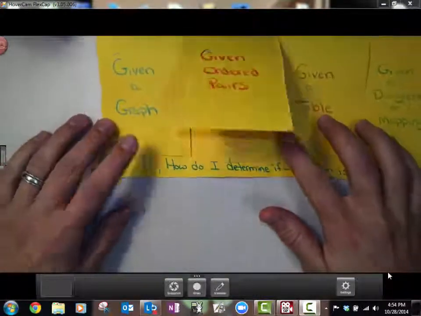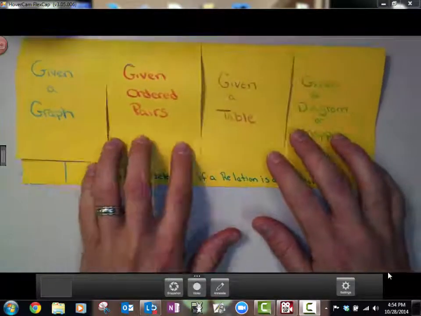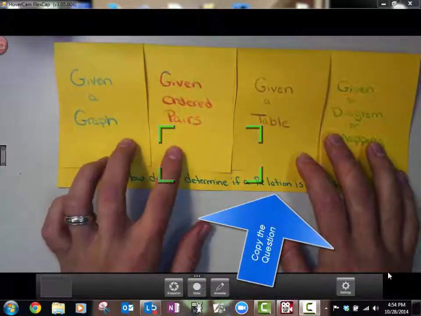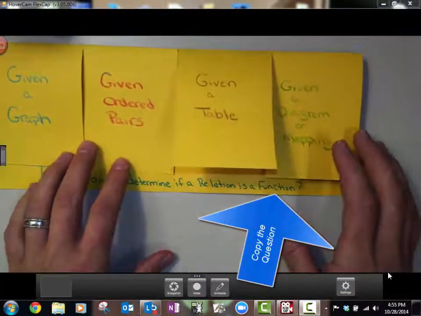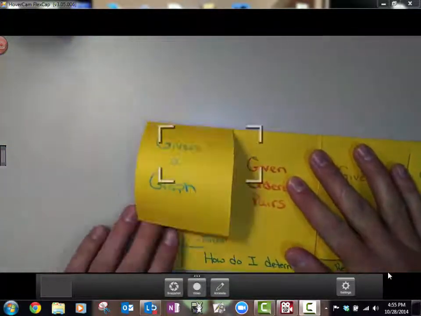So the different things we're going to look at are how to determine if a relation is a function. There are 4 different elements. You're going to be looking at if I'm given a graph, given ordered pairs, given a table, or a diagram or mapping. So I'm going to hold these over and focus on one at a time.